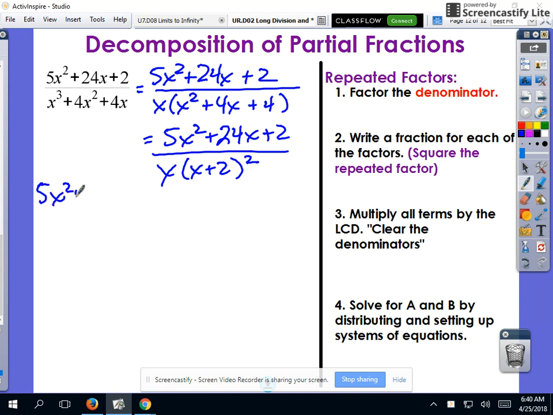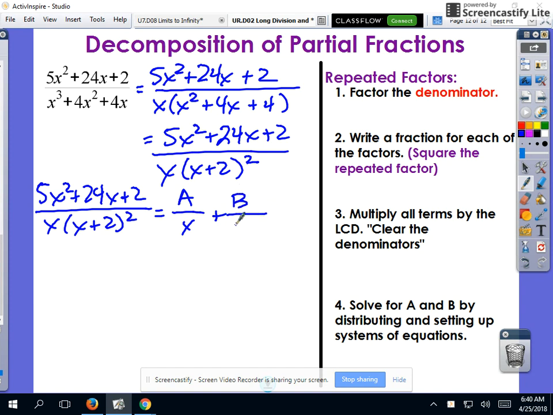So 5x squared plus 24x plus 2 over x times x plus 2 squared is going to be A over x, which makes sense, right? Plus B over x plus 2, and then plus C. This is the weird part. It actually has to be over x plus 2 squared.